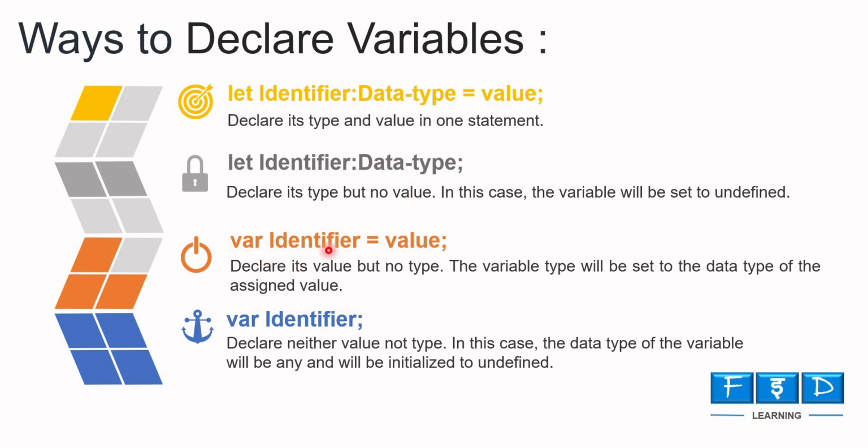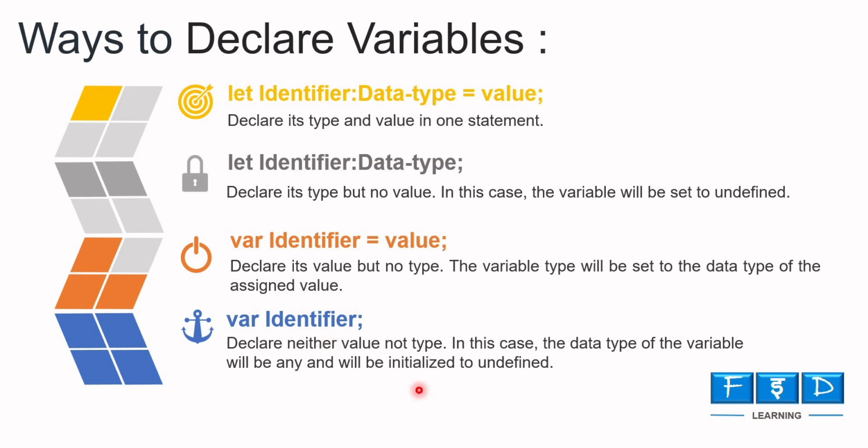And third is var identifier equals to value. It means we are declaring its value but no data type. And in this case, the variable decides its data type by seeing its assigned value. And the last way is var identifier, means var variable name and semicolon. It says we are neither declaring its type nor value. In this case, the data type of the variable will be any, and the variable will be initialized undefined.